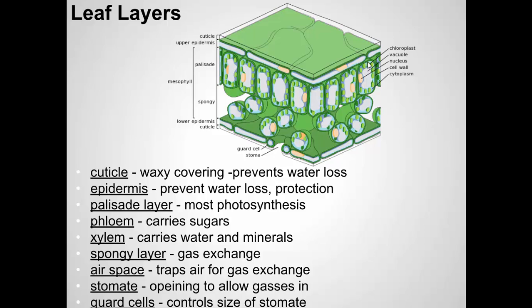Most photosynthesis takes place here in that palisade layer. There's lots of chloroplasts present. The spongy layer has all that air space, and that's to allow gas to come in. Because we know photosynthesis requires carbon dioxide, and for that carbon dioxide to get to these chloroplasts, it comes in through these openings, these stoma, and into the spongy layer where it can reach these cells for photosynthesis.